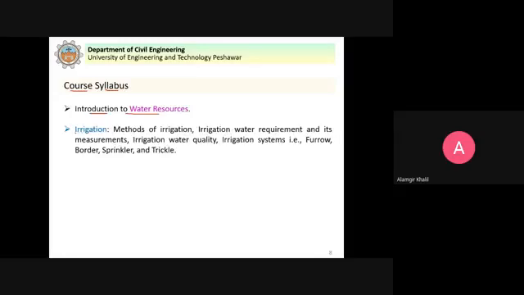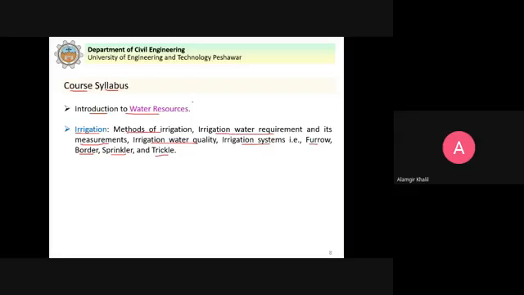After this, we are going to study irrigation. What is irrigation? What is irrigation engineering? What are the different methods of irrigation? Irrigation water requirement, how to measure that, irrigation water quality, and the different irrigation systems such as, for example, furrow, border, sprinkler, and trickle irrigation systems.